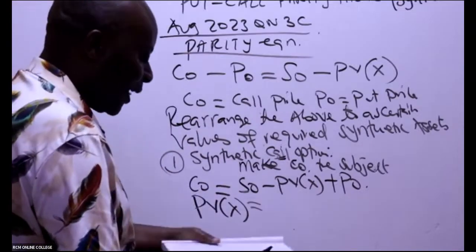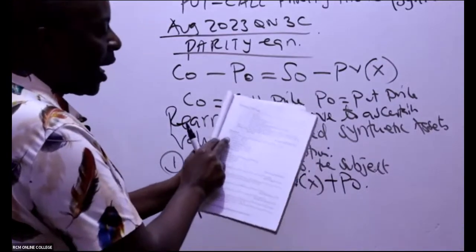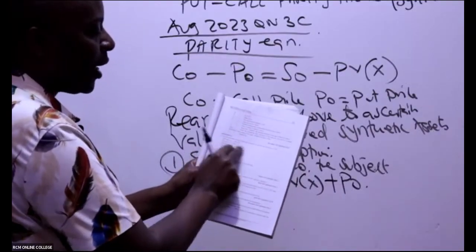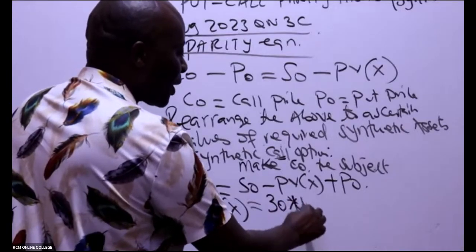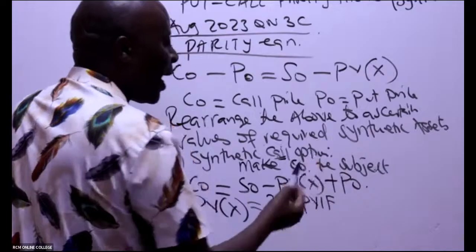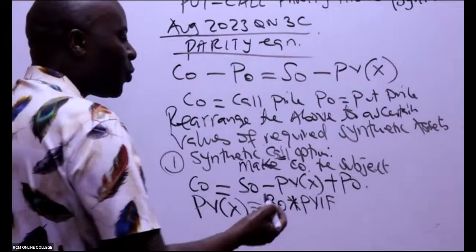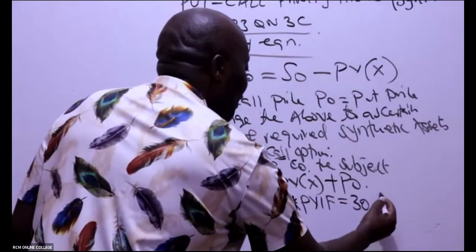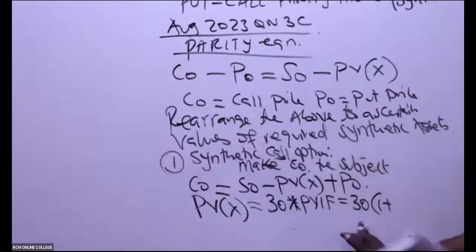Have they given me the exercise price? Oh yes, exercise price has been given. It is on the third row there. Exercise price is 30. It is a lump sum, so I have to discount this by multiplying by PVIF. Because it's a lump sum, this cannot be PVIFA. So it will be 30 into, is there somebody who is able to remember the formula of PVIF?